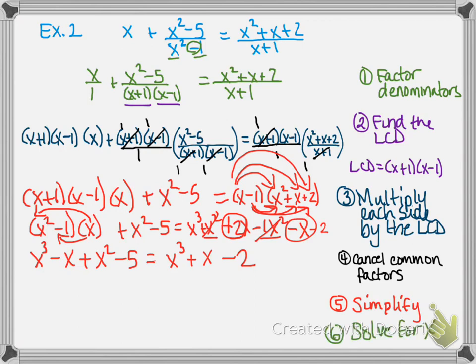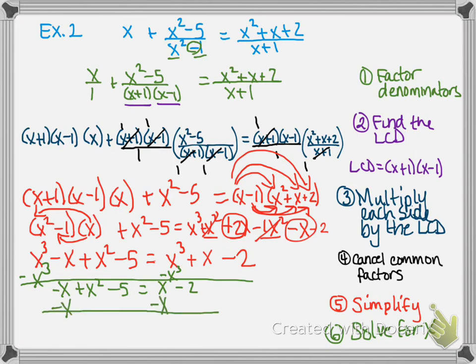Okay, let's solve for x. Let's subtract x cubed, and they cancel out. Let's subtract x's, and I have x squared minus 2x minus 5 equals negative 2. It's quadratic, so let's get everything on one side, 0 on the other. So let's add 2 to both sides. X squared minus 2x minus 3 equals 0.